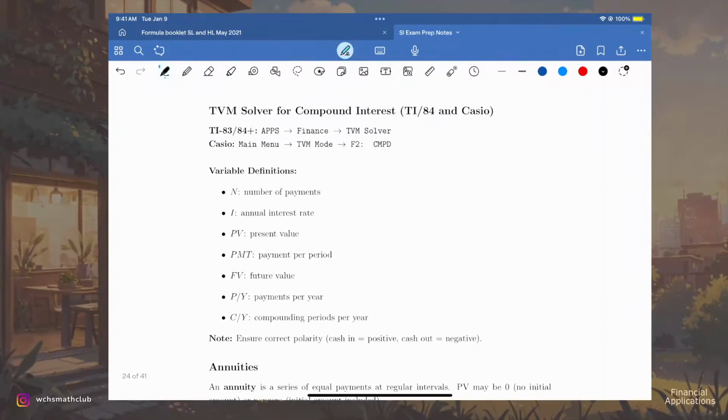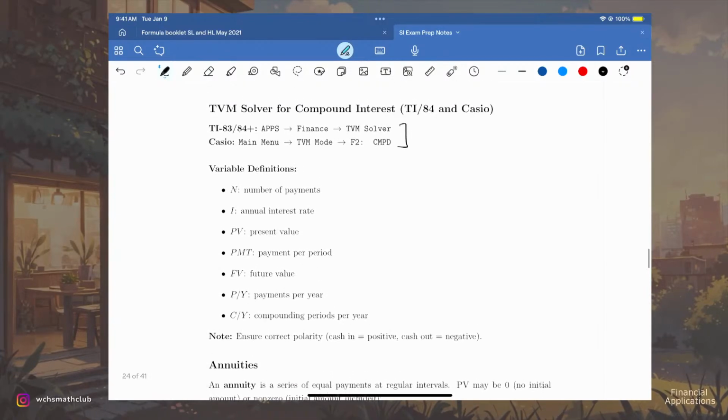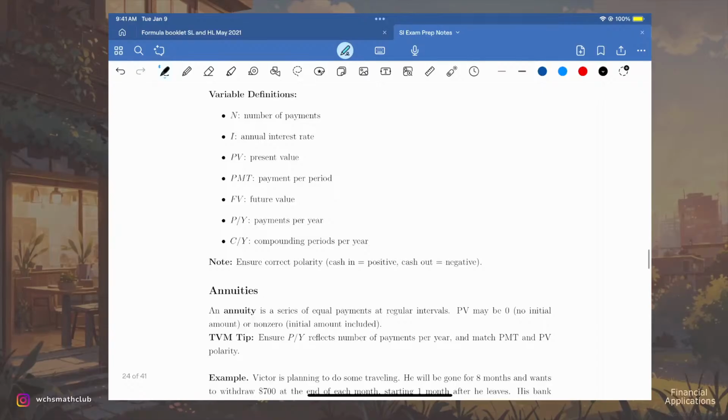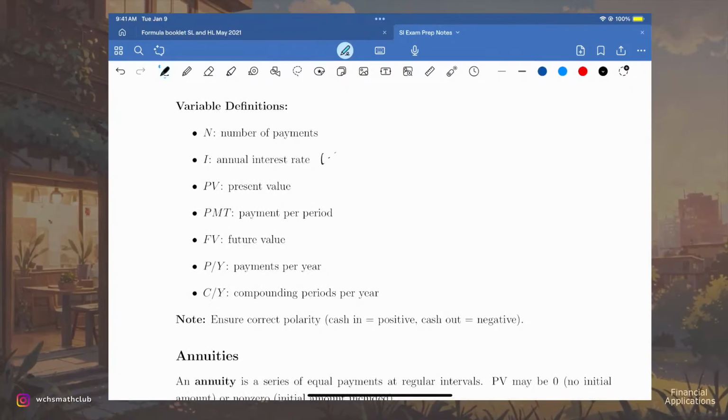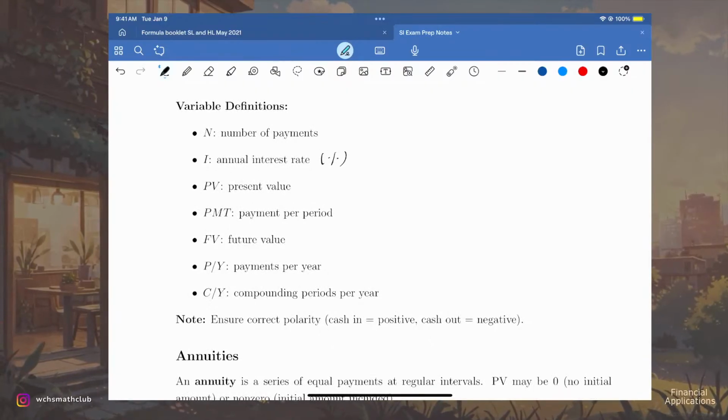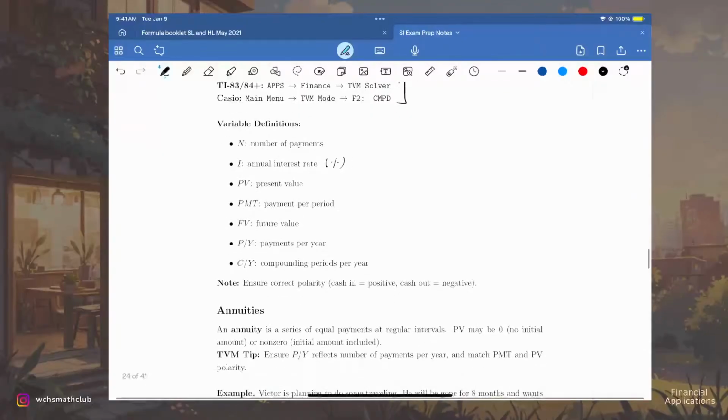And if you don't remember, in both your Casio and TI-84, you can have these different ways of entering your TVM solver. If you don't remember, it's put up here, right over here. But then you'll be basically entered into a menu with different variable definitions. The first one being N, number of payments, and then I, annual interest rate. But please note that this is already in percentage, so you don't have to convert it to a decimal before you put it into your menu.